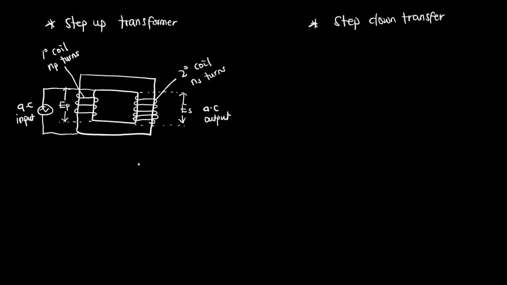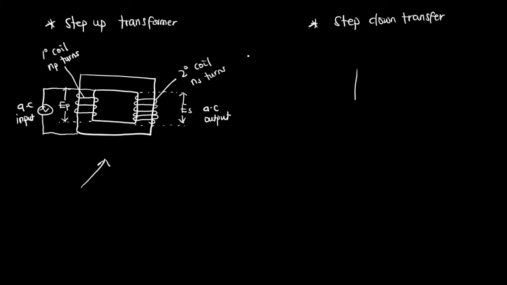So this is what we are calling a step up transformer. It's a step up because the number of turns over here is small, so the input EMF will also be smaller. But because the number of turns on the secondary coil is much higher, the output voltage will be higher. And since output voltage is more than the input voltage, it is a step up transformer. Now on the other hand, the opposite is true.